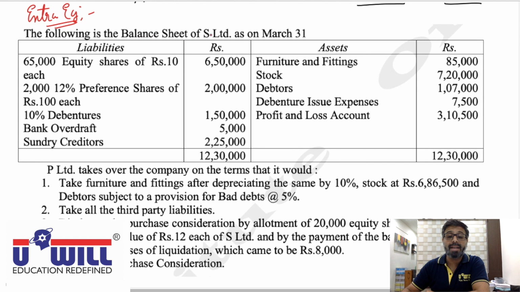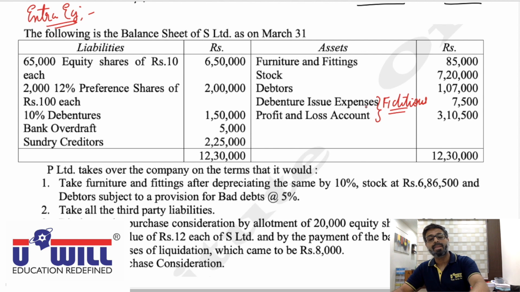The following is the balance sheet of S Limited as on March 31st. 65,000 equity shares of 10 each, 6,50,000. 2,000 12% preference shares of 100 each, 2 lakhs. And other than that, we have debentures, bank overdraft, creditors, furniture, stock, debtors. Debenture issue expense is a fictitious asset, so it won't be considered. And even profit and loss account is a fictitious asset.